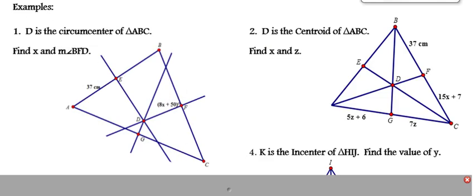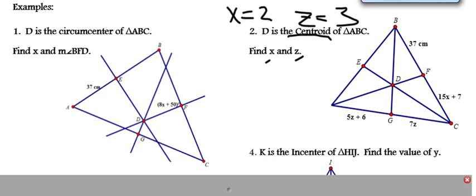Okay, go ahead and pause the video and see if you can use your definition for centroid to find the values of x and z. And you should have gotten x is 2 and z is 3. If that's what you got, go ahead and move on. If not, stick around. Let's see what you did wrong.